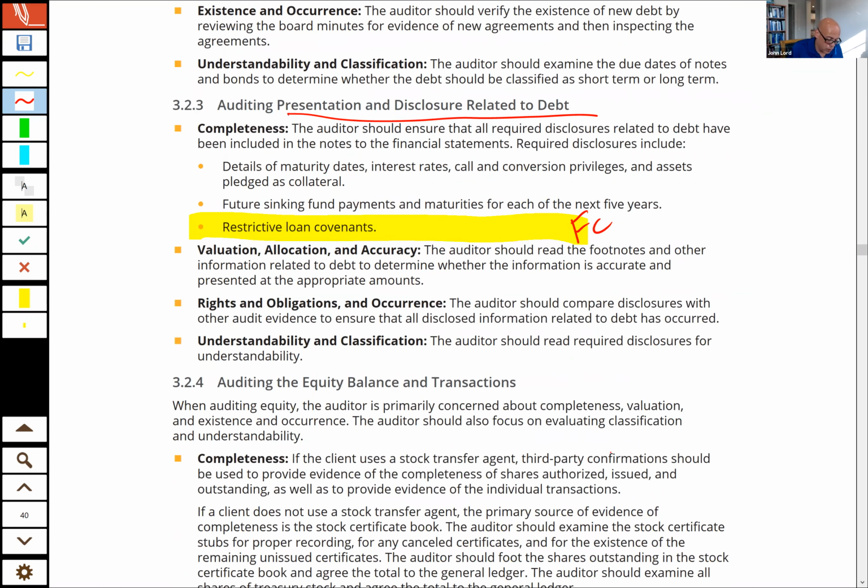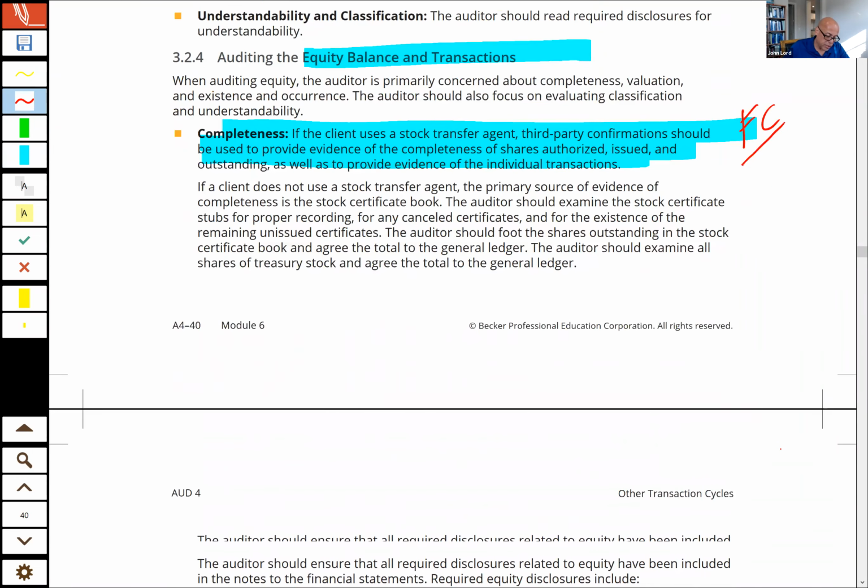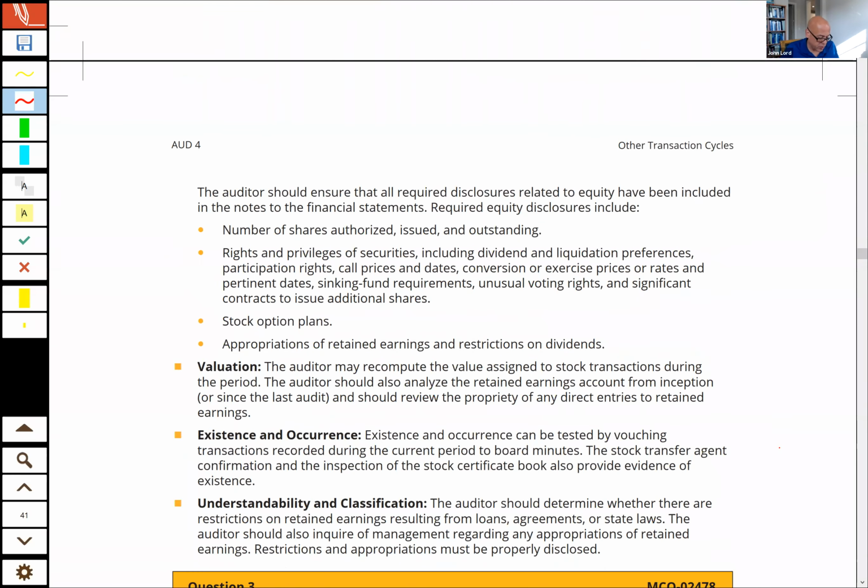Okay. And then when we're talking about equity, if a stock transfer agent is used, you can go ahead and confirm with them the number of shares authorized, issued, and outstanding. You can flashcard that. Our client's balance sheet has to call out the number of shares authorized, issued, and outstanding. That's a piece of cake. If they're using a stock transfer agent, you've got a third-party verification. You just ask them to provide that information, and you compare it to whatever the client has disclosed on the balance sheet as to their shares authorized, issued, and outstanding.